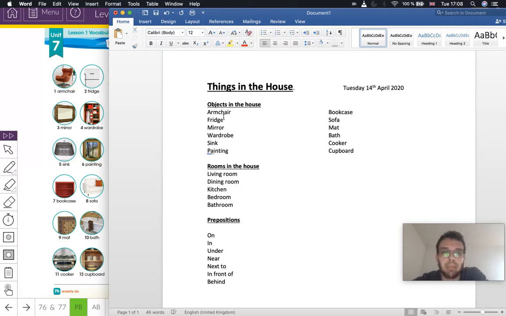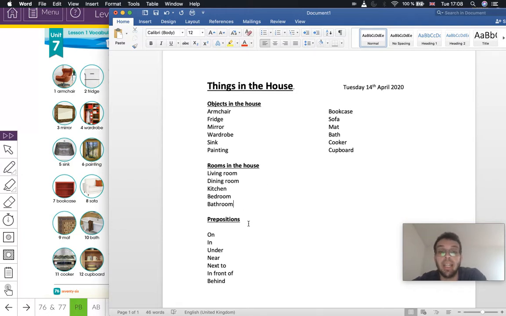Now, do you remember in which room we can find a fridge? That's right, in the kitchen. And in which room can we find a mirror? That's probably the bathroom or the bedroom. Anyway, copy this down in your book.